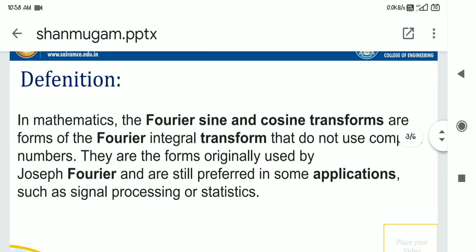In mathematics, the Fourier sine and cosine transforms are forms of the Fourier integral transform that do not use complex numbers. They are the transforms originally used by Joseph Fourier and are still performed in some applications such as signal processing and statistics. The Fourier series was introduced by Joseph Fourier, but even now it is preferred in some applications.